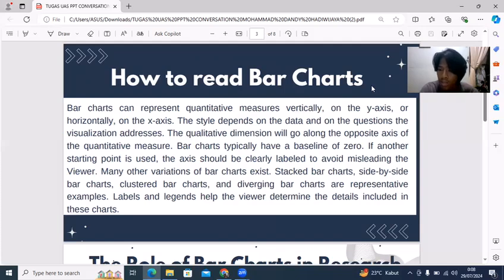Here are the steps and important elements to pay attention to when reading a bar chart. Chart title. The title is usually located at the top of the bar chart. The title provides information about what is depicted in the chart. Be sure to read the title first so you know the context of the data presented.